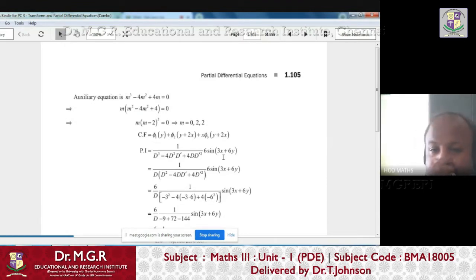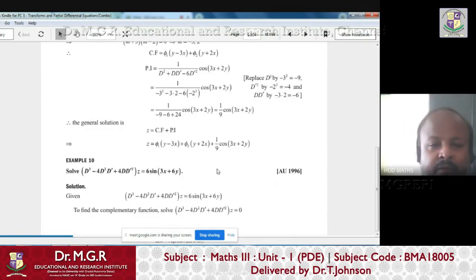Suppose if it is not there, right? So hereafter I don't want to read the problem right from the beginning. So hereafter I will skip the complementary function part. I will just explain only the particular integral part, because that only the different types are coming, right? So now you look at this problem, right?